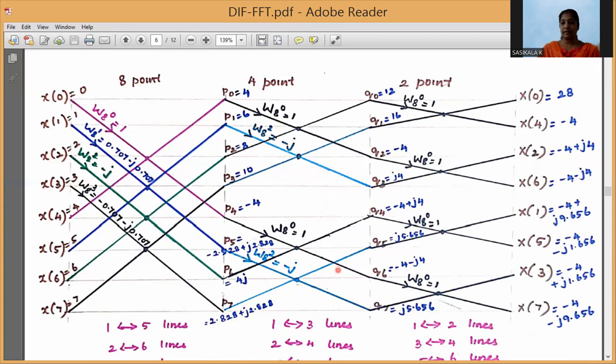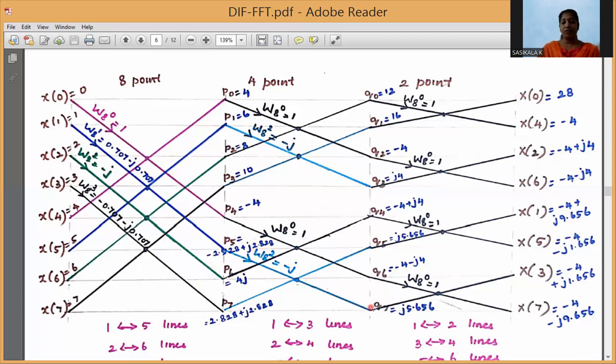And consider the second 4 point, that is the second 4 lines. So this is the first line, second line, third line, and fourth line. What you have to do is the first and the third line is connected. Again, this third and the first line is connected. Put a dot at the intersection point and write the twiddle factor W8 power 0, which is 1.